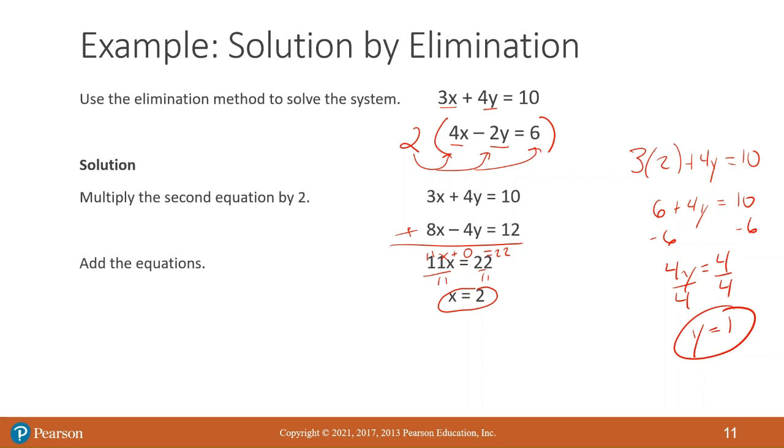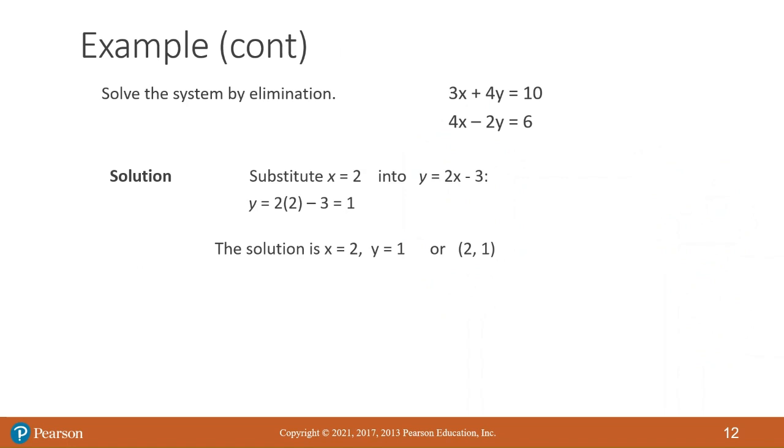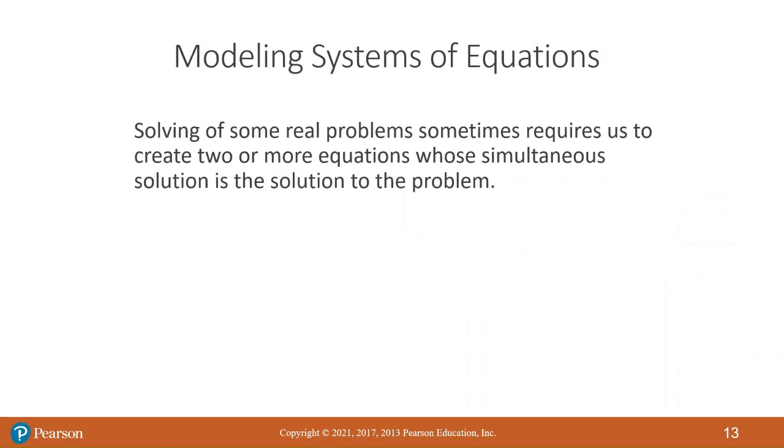What you'll also notice is this is the same exact solution we saw with substitution earlier. So you can choose which one you feel is easier to do. If you like substitution and solving that way algebraically, go for it. If you like the elimination method better, use that one. Either way, you should get the same solution set, x equals 2, y equals 1. Okay? Now, let's look at modeling systems of equations.